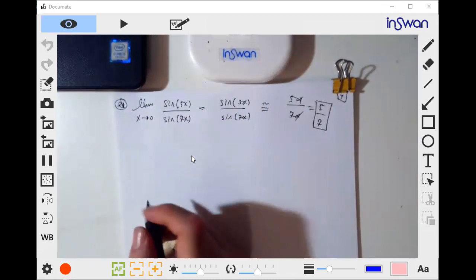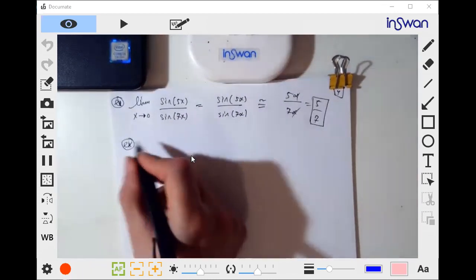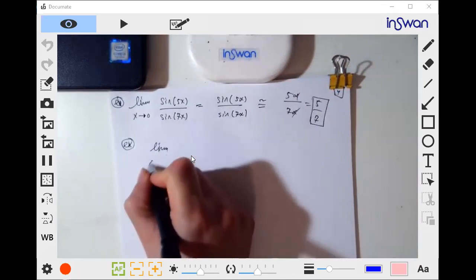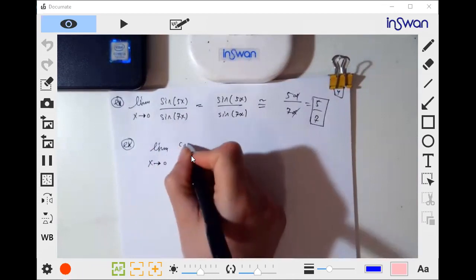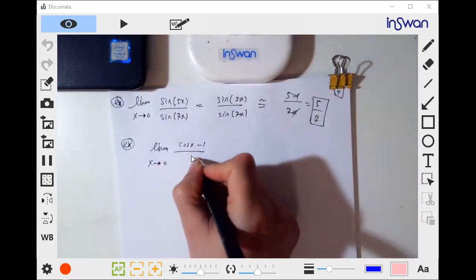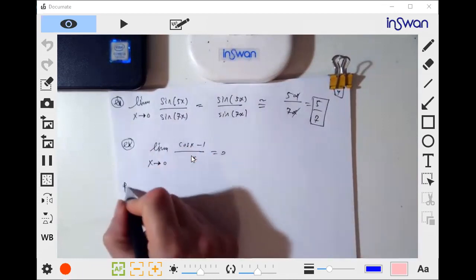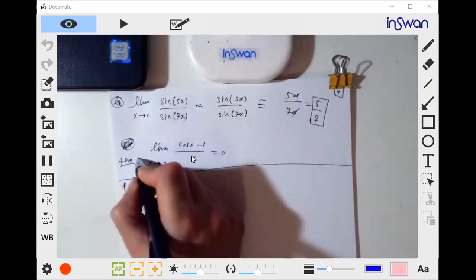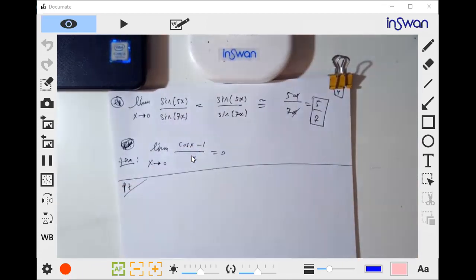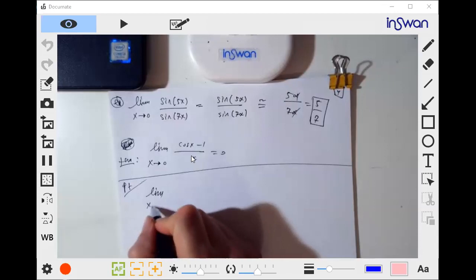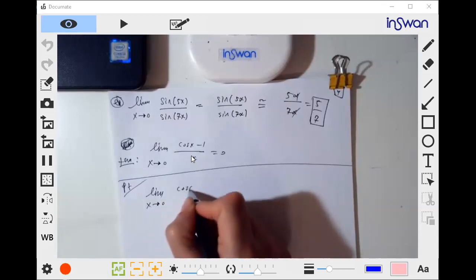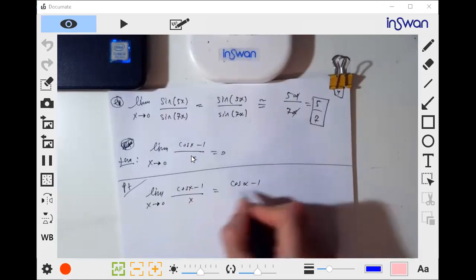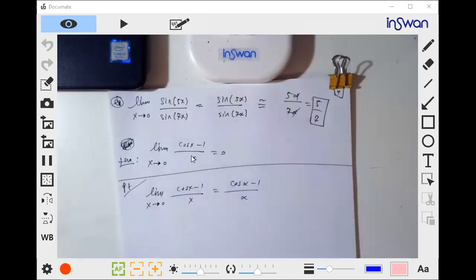All right. So now let's take a look at this. This is a theorem that the limit as x approaches 0 of cosine of x minus 1 divided by x is equal to 0. Let's prove this. The limit as x approaches 0 of cosine of x minus 1 all over x. This is the same thing as cosine of alpha minus 1 divided by alpha.